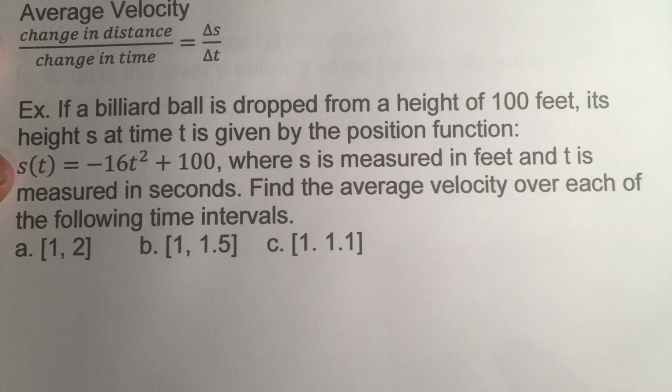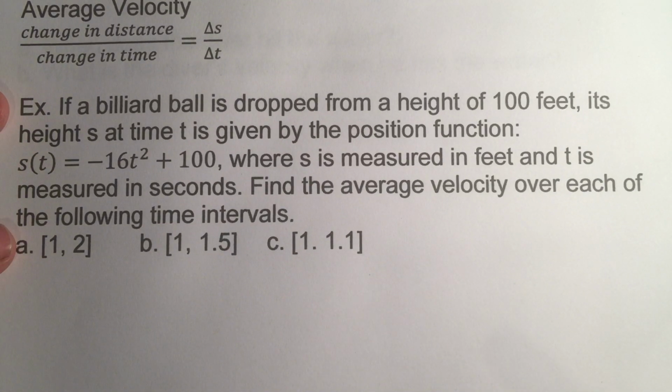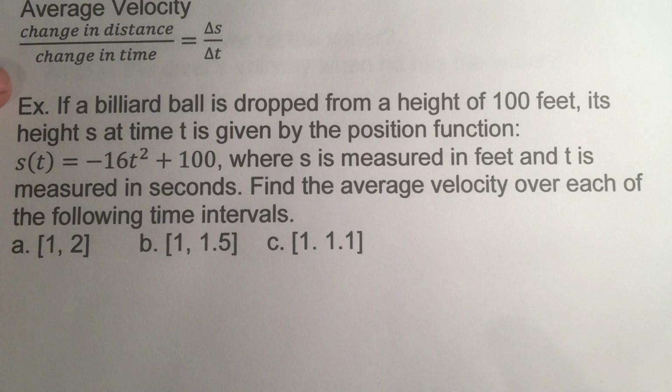So we're going to do a problem here, and then we're going to show you how we can find this a different way. So if a billiard ball is dropped from a height of 100 feet, its height s at the time t is given by the position function s of t equals negative 16t squared plus 100, where s is measured in feet and t is measured in seconds. Find the average velocity over each of the following time intervals.